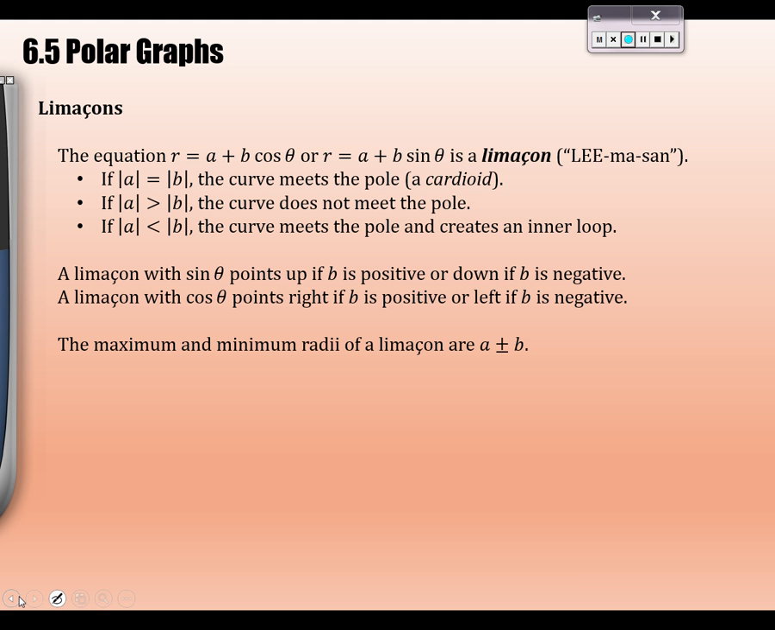Yeah. What if those A and B values were equal though, right? What would happen? Then our maximum R value would be something, and our minimum R value would be 0, wouldn't it? So that would just be the same thing, except it would come in and meet the pole. It's called a cardioid when that happens, because it kind of looks like a heart.